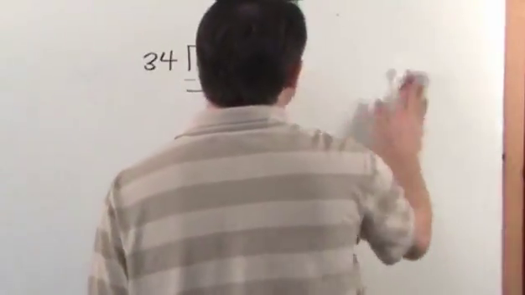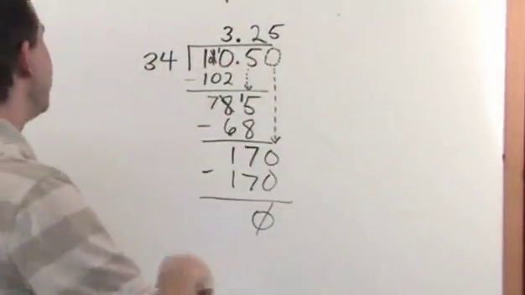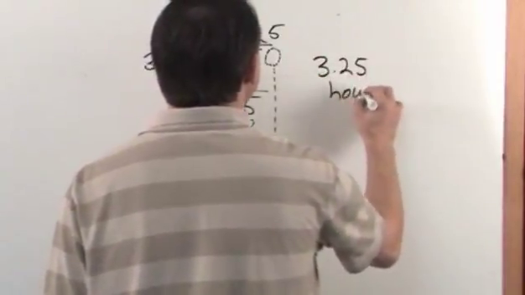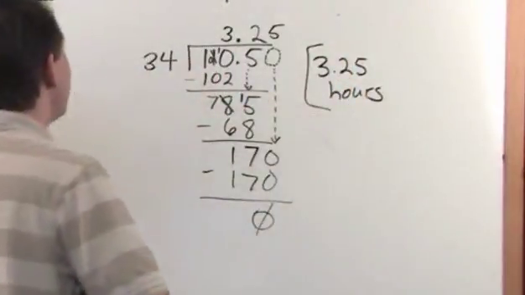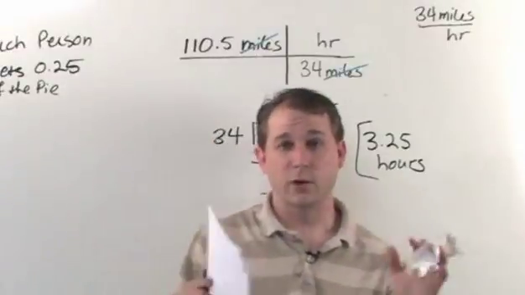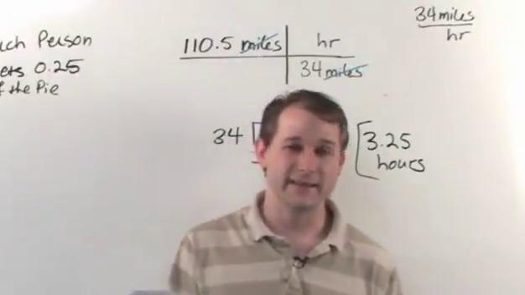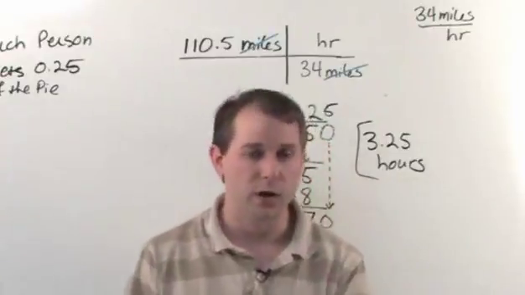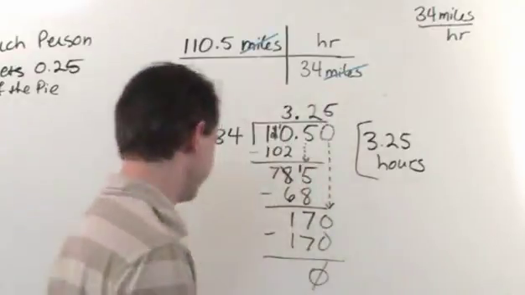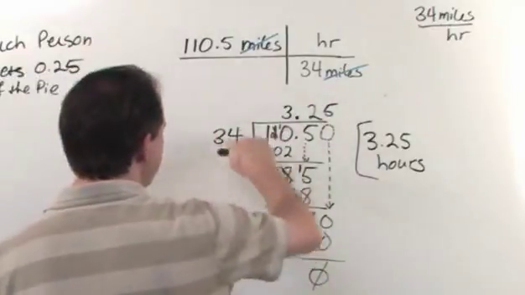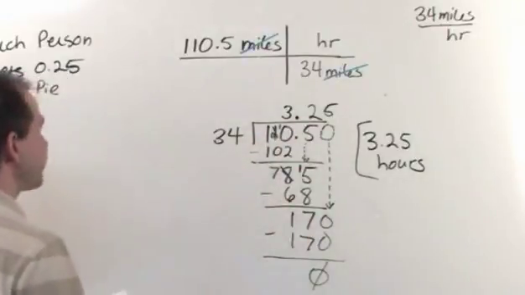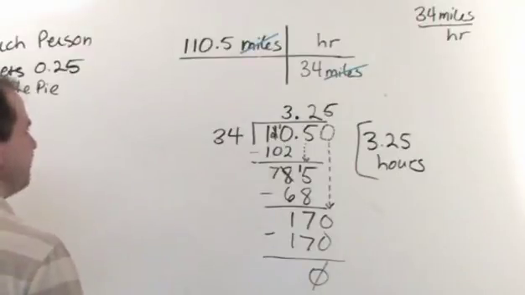And the answer that you got to this problem was 3.25. And what were we shooting for? It's 3.25 hours. Okay? And just see if this makes sense. You have a train that's going 34 miles an hour, and it's going 110.5 miles. It kind of makes sense that if it's going 34 miles per hour, it's going to take a few hours to go 110 miles, and that's what we got here. So you just had to put the number down and begin dividing into each digit, multiply, subtract, drop down the next one, and do it exactly like that.